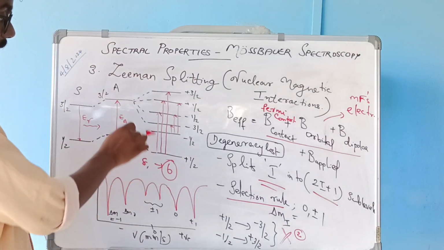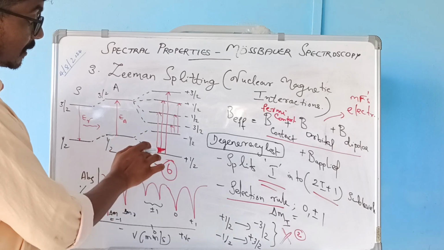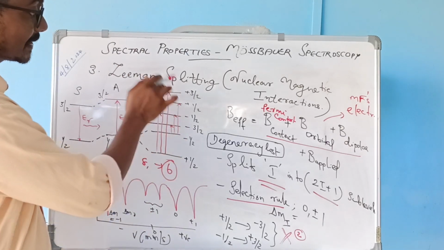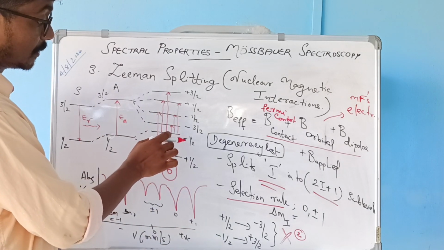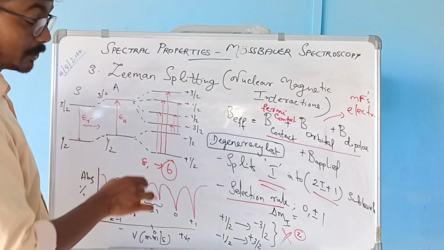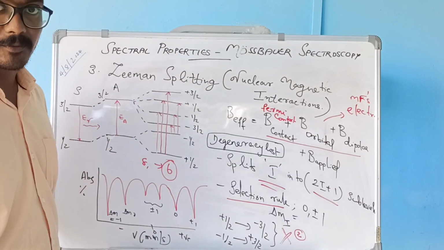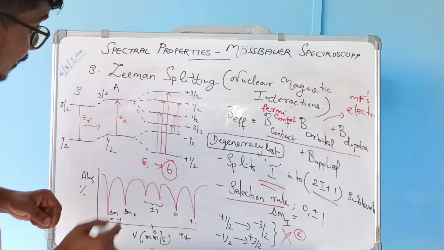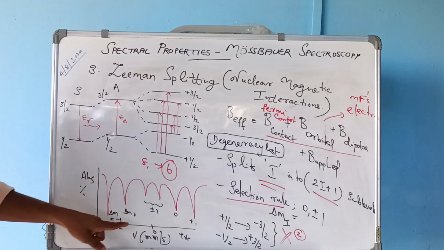As a result of that, the allowed transitions are from plus half to minus half, and plus half to the excited plus 3 by 2. Similarly, from the minus half spin sublevel to minus 3 by 2, and minus half to plus half sublevel. As a result, we will obtain a sextet. Okay, 6 lines. The 6 lines are shown here.